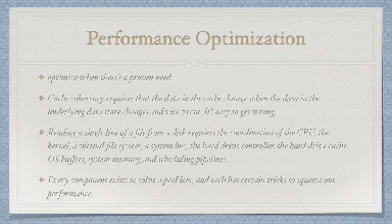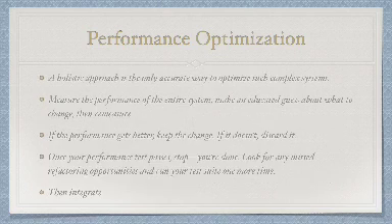It is not possible to exhaustively identify where the performance is lacking. So a holistic approach is the only accurate way to optimize such complex systems. We measure the performance of the entire system, and through that we can make some educated guess about where to change, what to change. Once we try changing that, we'll have to remeasure the performance.